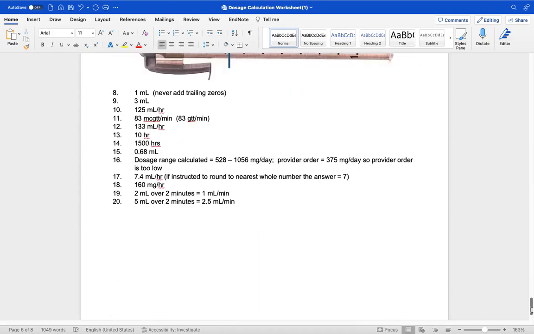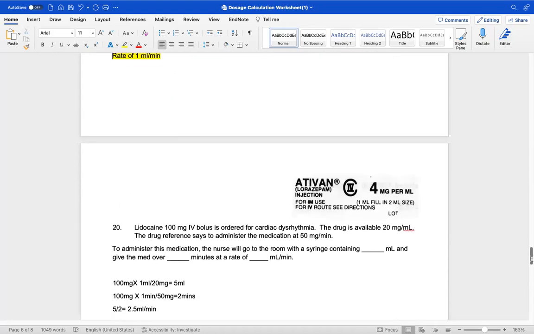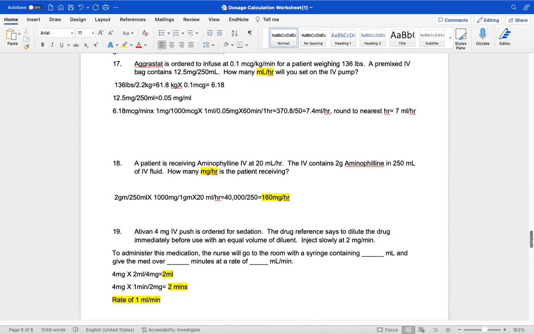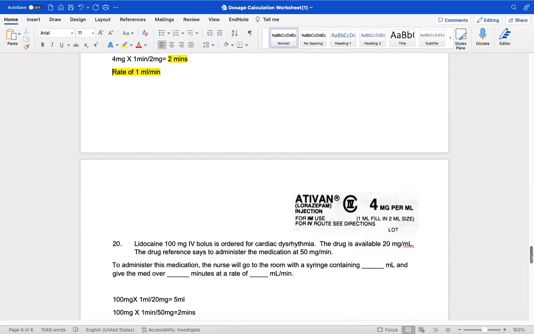Let me scroll down here, guys. Okay, so I double checked this one here. So the answers are at the bottom of your sheet. I just mislabeled that when I was working through, but 160 milligrams per hour.